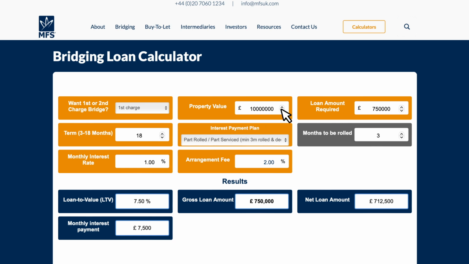The property value box requires the value of the property you'll be using as security for the loan. For our criteria, we will require a minimum property value of approximately £140,000.